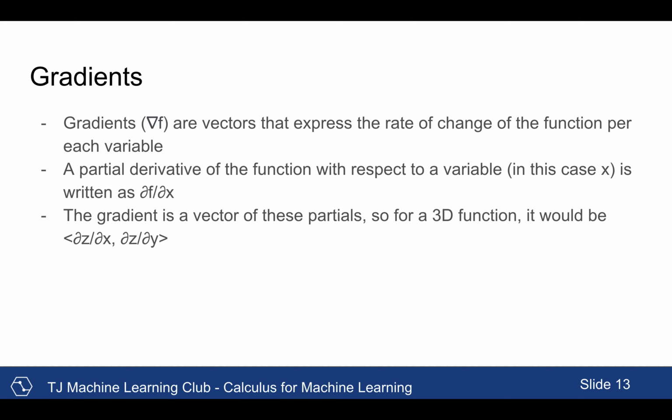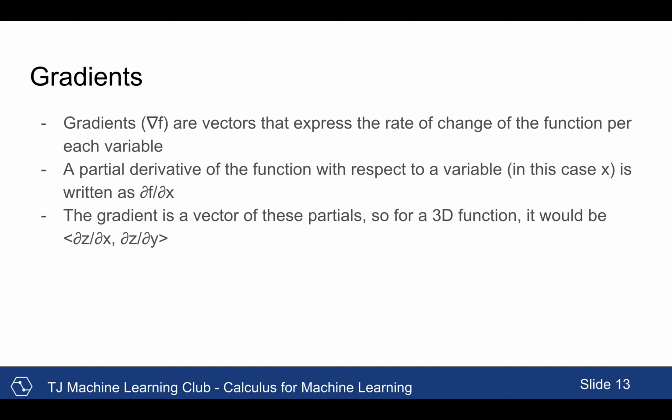So a gradient, that's a nabla sign before the f, are vectors that express the rate of change of the function per each variable because there's several variables affecting it. So a partial derivative of the function with respect to a variable, let's just call our example variable x, is written as partial of f over partial of x. So the gradient is a vector of these partials.